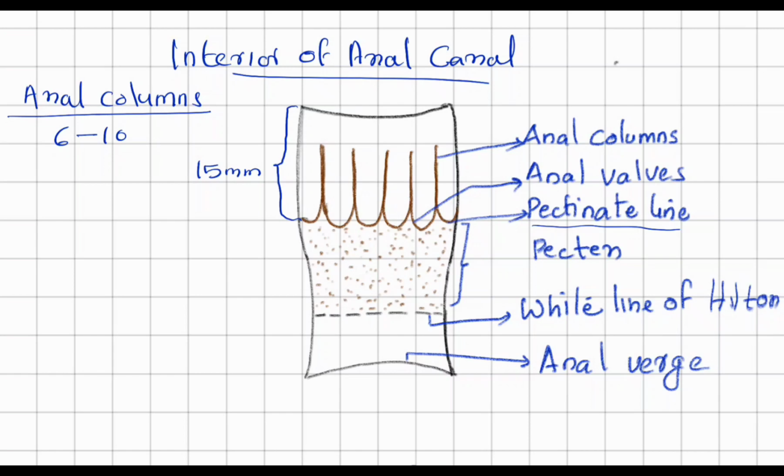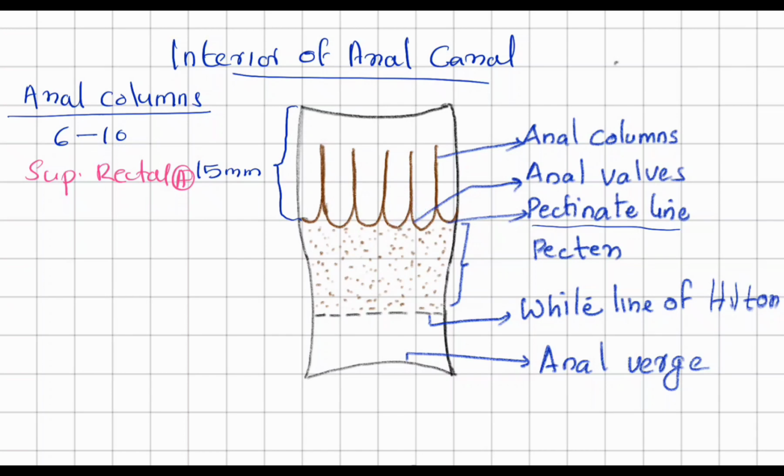And inside the anal column, we can see the superior rectal artery. So here we can see the superior rectal artery present there. Okay, so here we have the anal column. There are 6 to 10 anal columns.